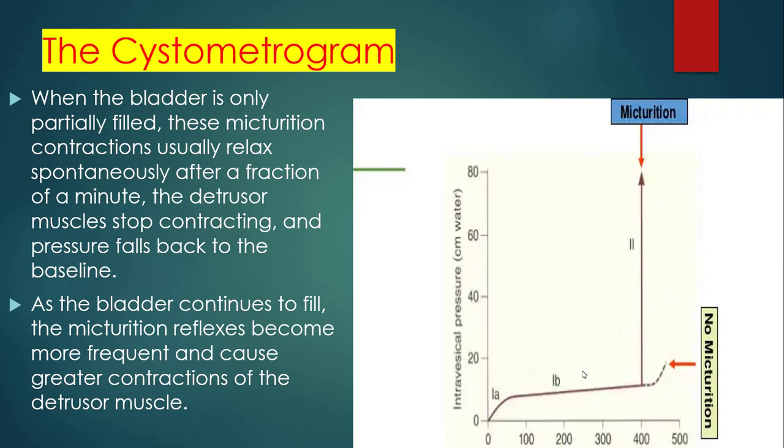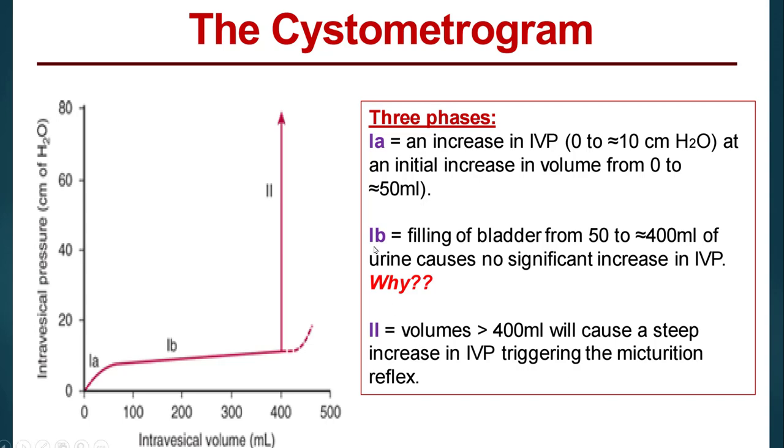So in the cystogram, these pressure waves occur in 3 phases. In phase 1 or 1A, the increase in intravesical pressure is 0 to 10 centimeters of water, at the initial increase in volume from 0 to 50 ml. When there is an increase of volume from 0 to 30 or 50 ml, there is an increase of 10 centimeters of water in the intravesical pressure.